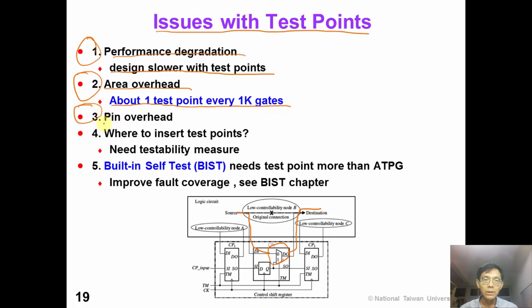Number 3 penalty is pin overhead. As we can see, we have extra pins in the design with test point. Number 4, we need to know where to insert test points. To do this, we need to calculate the testability measure of the circuit. Number 5, test point insertion is particularly important for built-in self-test to improve the fault coverage. Please see the BIST chapter for more details.